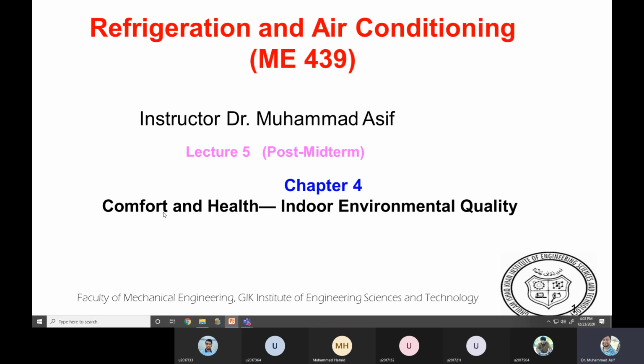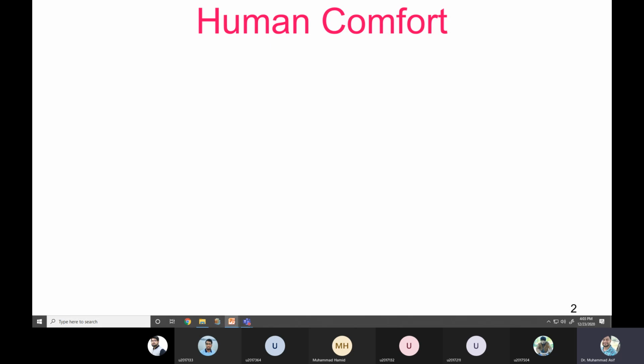Chapter 4 is about comfort, health, and indoor environment quality. Basically, this chapter will cover two aspects. The first one is the thermal aspect, whereas the second one is the environmental quality, the indoor environmental quality. Right, so let's start from the definition.